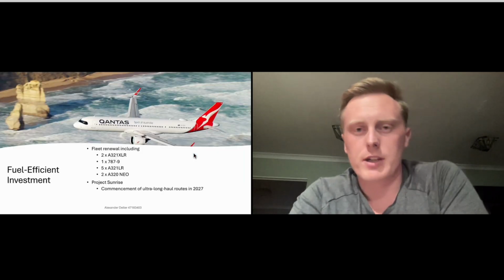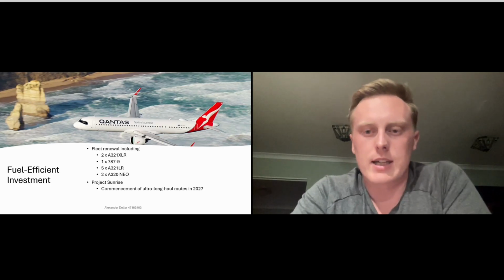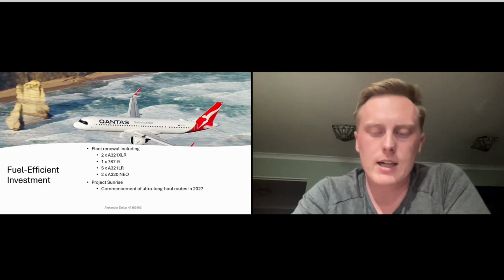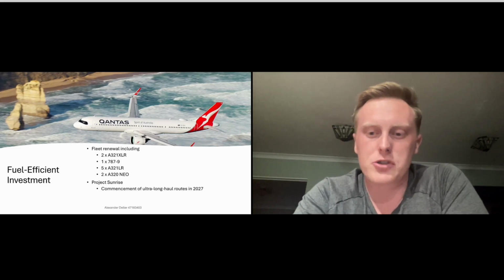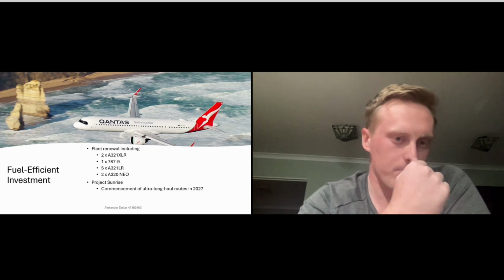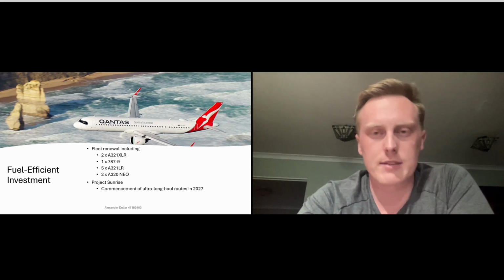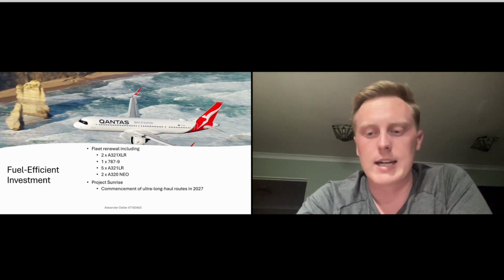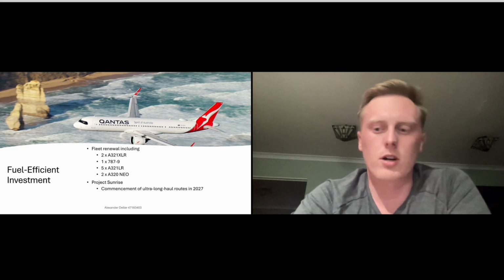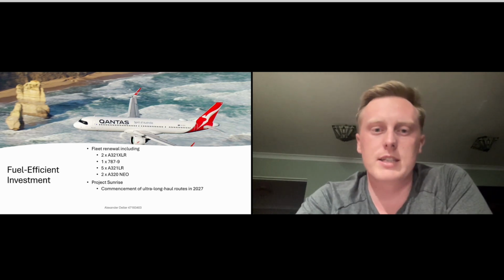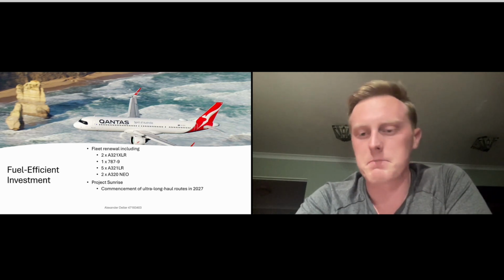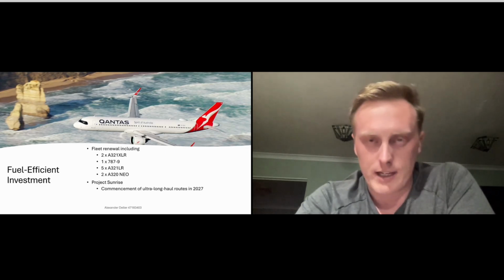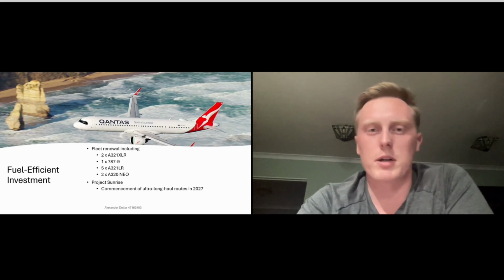Moving on to fuel efficient investment, Qantas has recently undergone a fleet renewal. It has taken on 2 new A321XLRs, 1 new Dreamliner, 5 A321LRs, as well as 2 A320neos. It has also taken on 2 new Boeing 737 MAX 9s and is expected to commence Project Sunrise in 2027 when it receives its A350 1000 ULRs. The thing that all these aircraft have in common is that they're more fuel efficient than their predecessors.